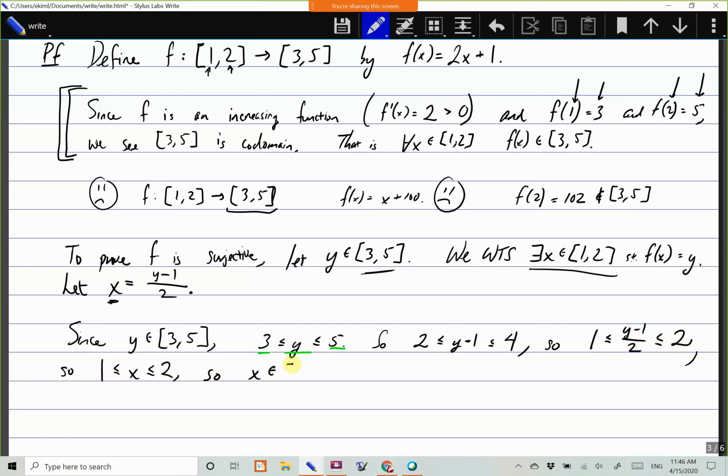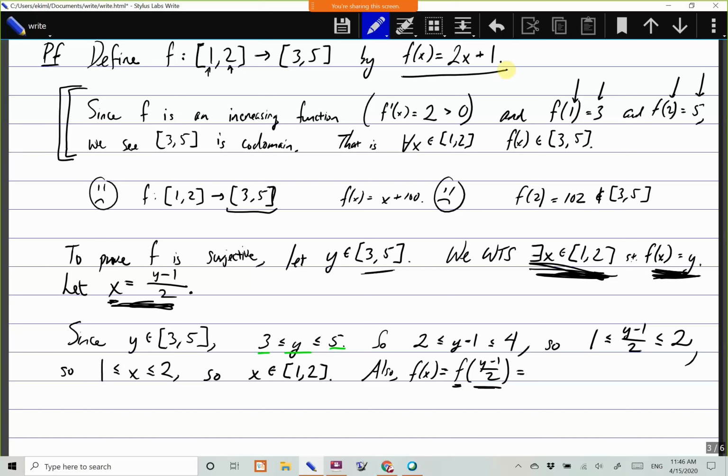Another way to say this is that x is in the interval [1, 2]. Cool. So I've done the "there exists an x in the appropriate universe of discourse" part. The next thing I need to do is prove to you that f of x is equal to y. Also, f of x equals, let's see, you can replace the x with how we defined it over here, with (y minus 1) over 2. And then what does f do to an input?